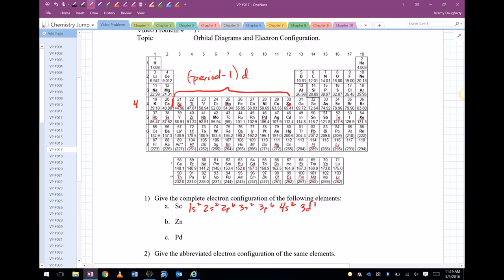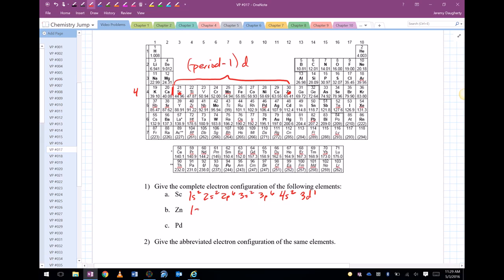Zinc, way at the end, is going to be very similar. It's going to be 1s2, 2s2, 2p6, 3s2, 3p6, so that's through the third period. Then 4s2, 3d10. Sorry, I was thinking of copper, which is an exception, but we're not doing copper. So 4s2, 3d10.